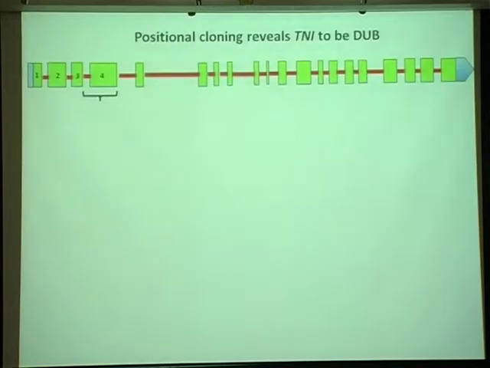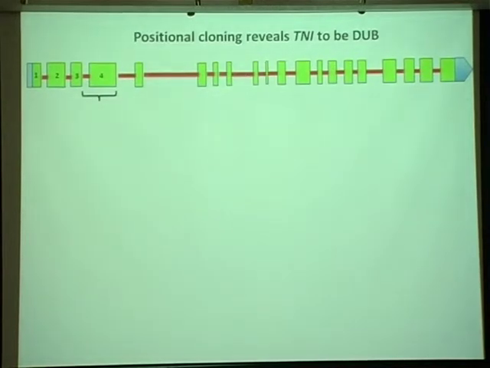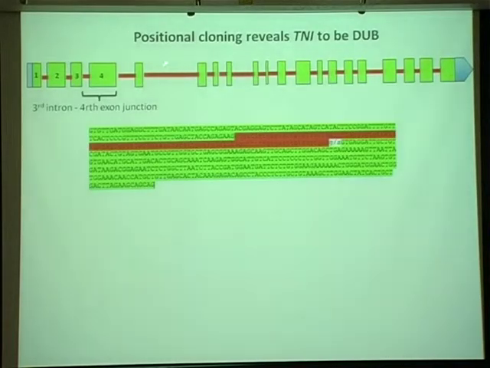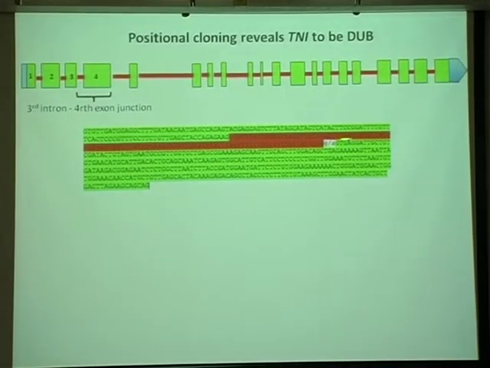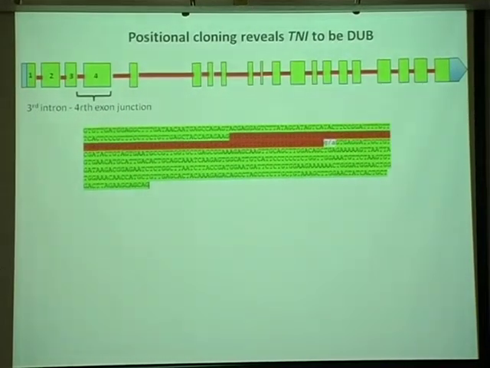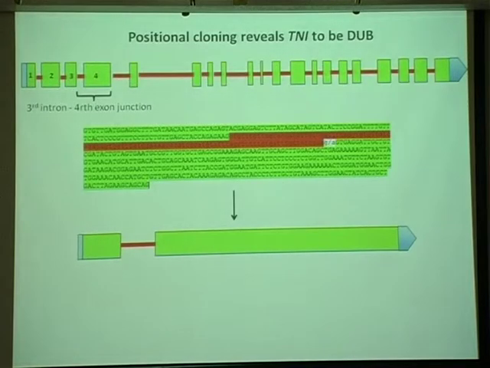So we mapped this mutant, and it's revealed to be a deubiquitinase. This is the intron-exon structure of the gene. The mutation lies in the third intron and fourth exon junction. So it's somewhere here, it's a G to A transition, because of which the intron doesn't get spliced out because of inefficient splicing. So ideally we would expect a frame shift or a stop codon because of this intron, but it doesn't happen that way.